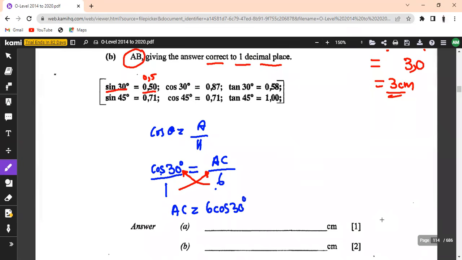This is where we are now going to take the information that you are given. Cos 30, we now have this cos 30 here, it's 0.87. So you're going to multiply by 0.87. If you multiply by 0.87, we are going to obtain something like 5.22, if I'm not mistaken, which is 5.22 centimeters as our AC.